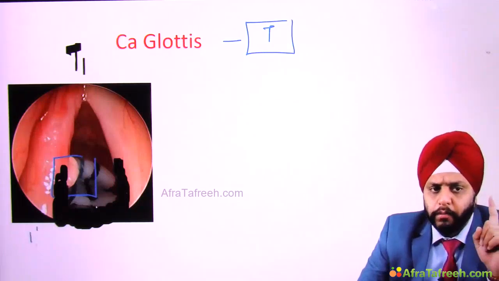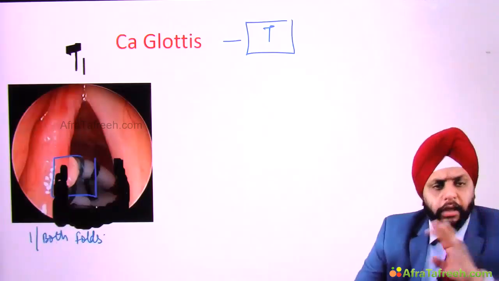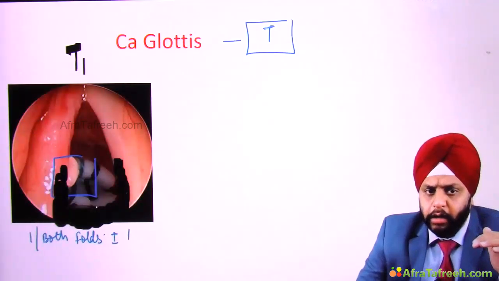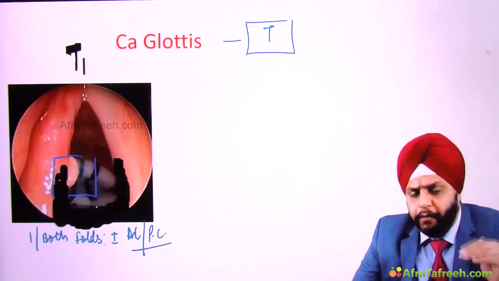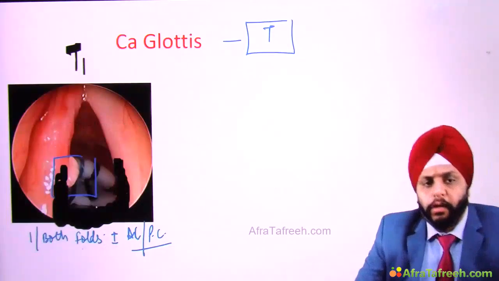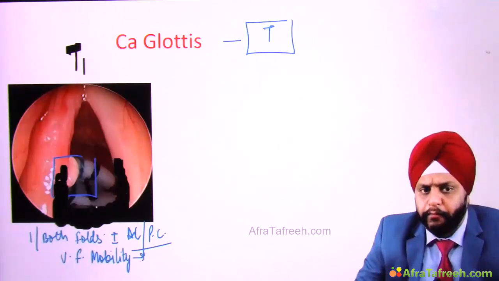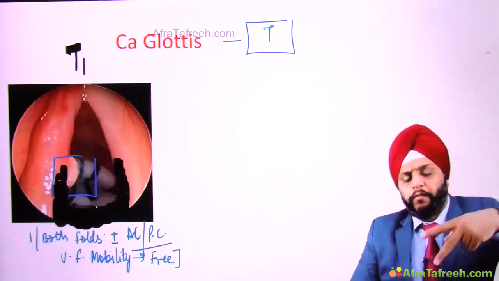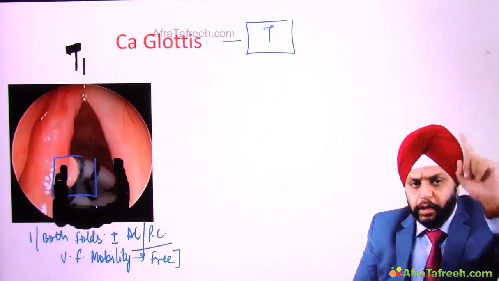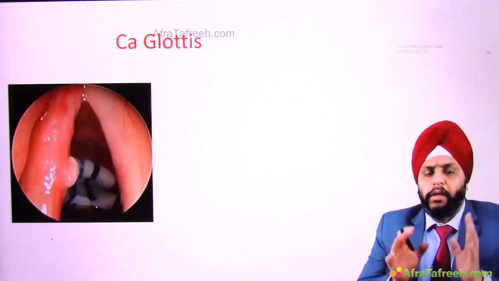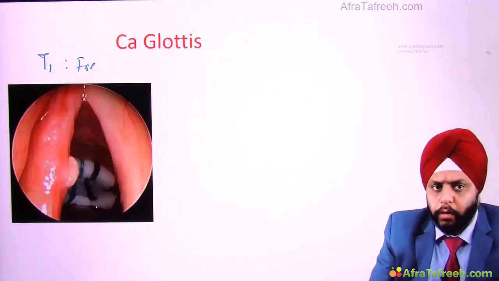T1 means one fold or both the folds. Okay, so one fold or both the folds, it does not make a difference. Okay, whether there is anterior commissure involvement or there is posterior commissure involvement, that also does not make a difference. So what is making difference? The difference is made by vocal fold mobility. Okay, vocal fold mobility, and there should be completely free vocal fold mobility. If there is a free vocal fold mobility, look at my fingers, two vocal folds, they are moving freely completely, then it is a T1 lesion. Okay, so T1 lesion clearly means only one thing for us, that is your free vocal fold mobility.